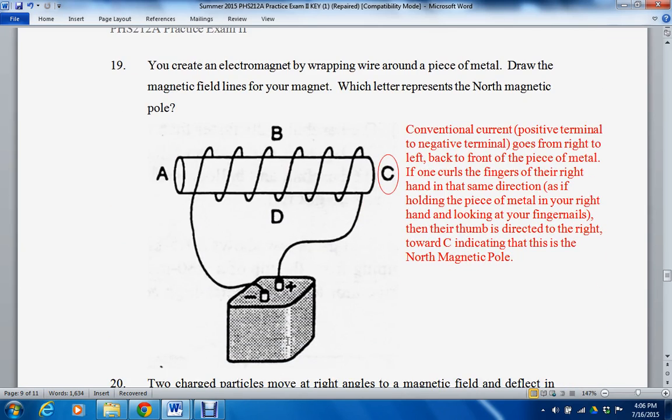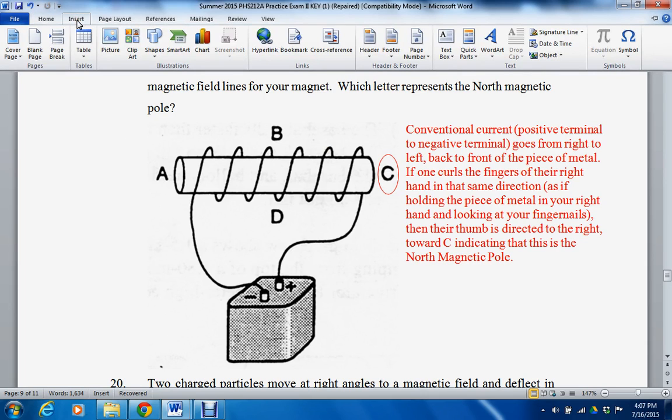You create an electromagnet by wrapping wire around a piece of metal. Draw the magnetic field lines for your magnet. I guess I didn't do that. Which letter represents north magnetic pole? So if I was going to draw my magnetic field lines, I would draw arrows. Maybe I could do that. I don't feel like doing it.